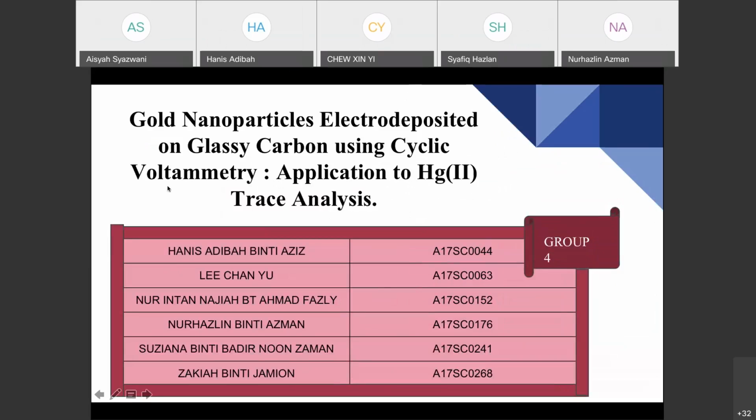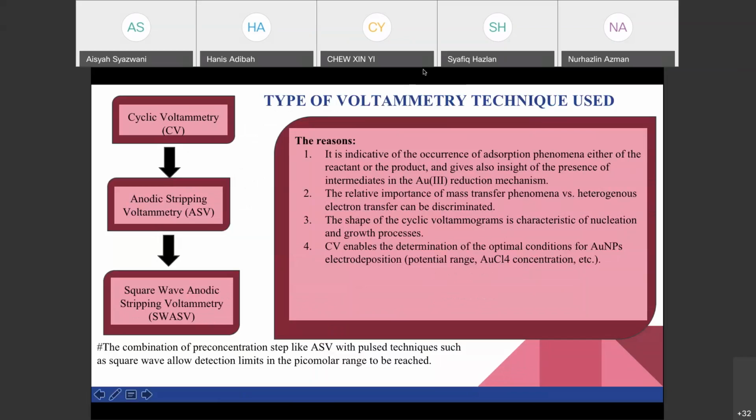Our title of journal is Gold Nanoparticles Electrode Deposited on Glassy Carbon using Cyclic Voltammetry application to Mercury 2+ trace analysis. First of all is the type of voltammetry technique used. The technique used is cyclic voltammetry. In cyclic voltammetry, we have anodic stripping voltammetry, ASV. In this journal, the technique that we use is square wave anodic stripping voltammetry, SWASV.